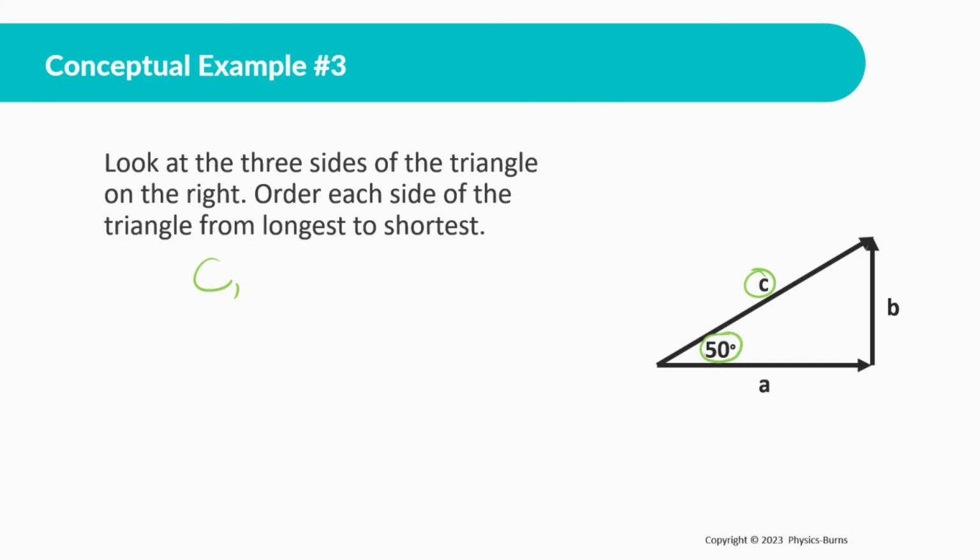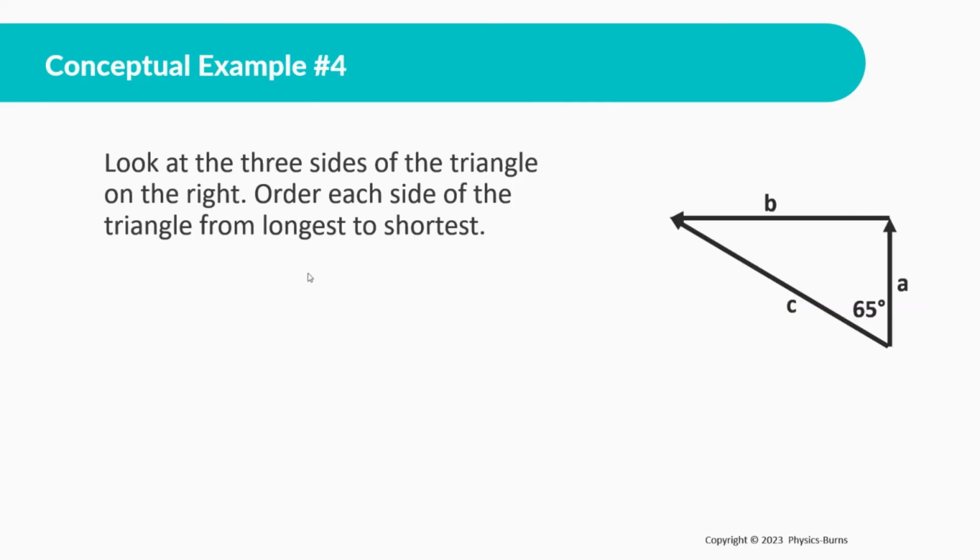And since this is a 50-degree angle, remember, a right angle is 90 degrees. So this is more on this side than it is on this side. That means that B is going to be larger than A. So it's going to be C, B, A in this instance. Okay. Again, look at example number 2 for more of an explanation if you got confused.